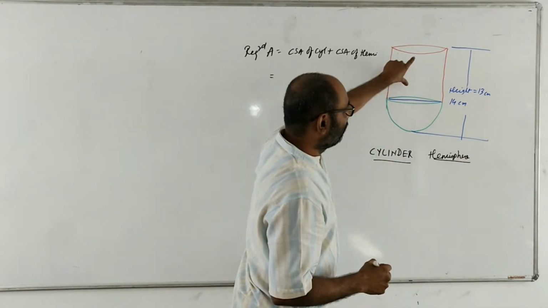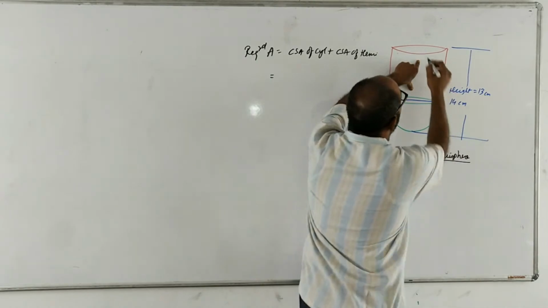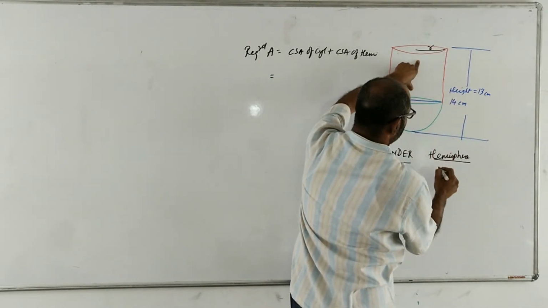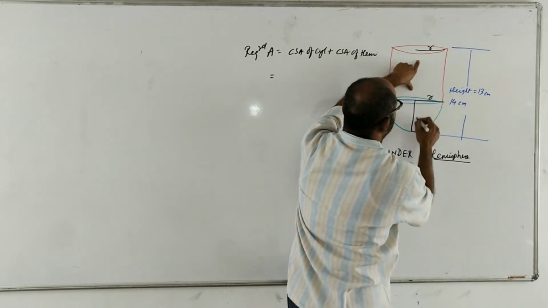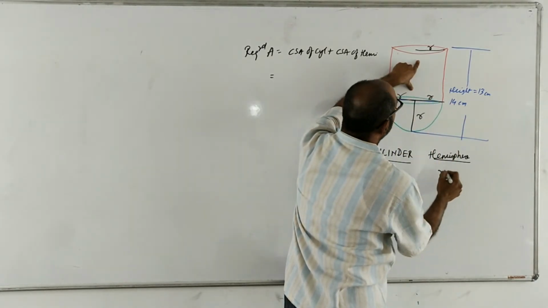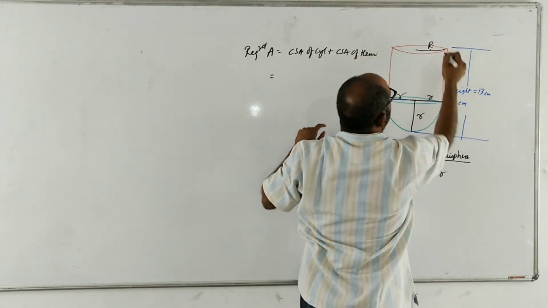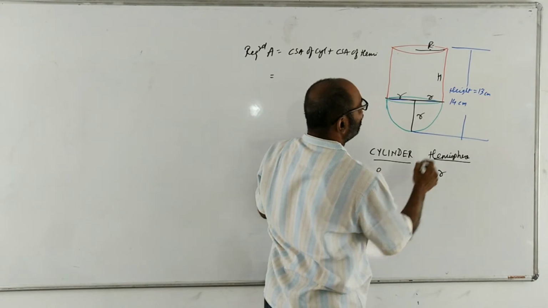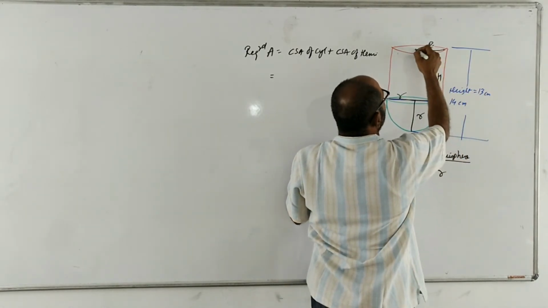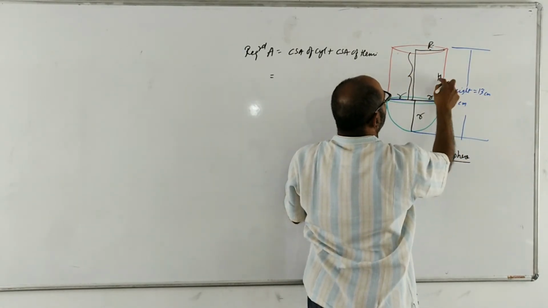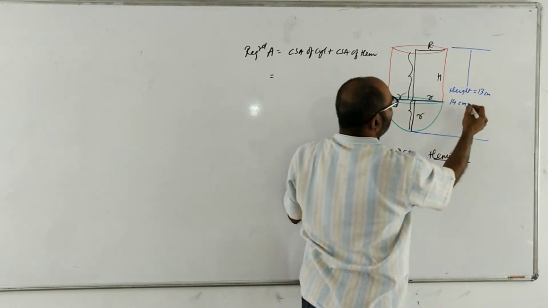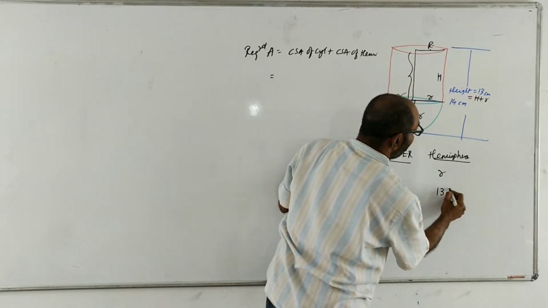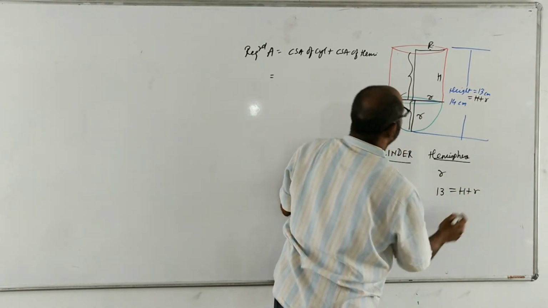Sure. For the hemisphere you will have a small radius r, and for the cylinder I am going to use capital R and height h. Now the total height, yes, it's from here to here, which is capital H, so the total height is h plus r. So I'll write that formula. 13 is equal to h plus r.